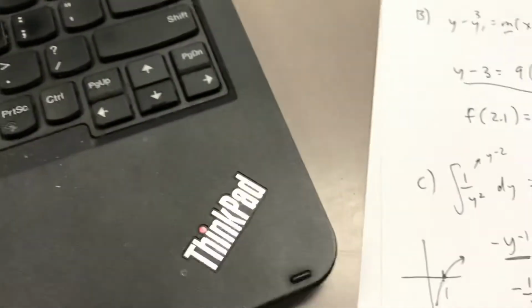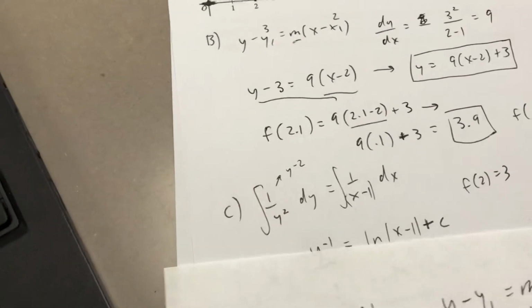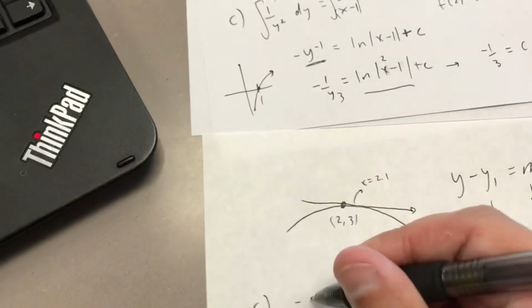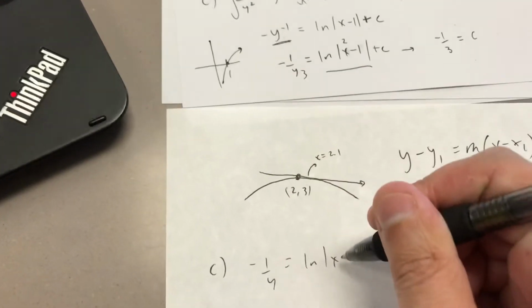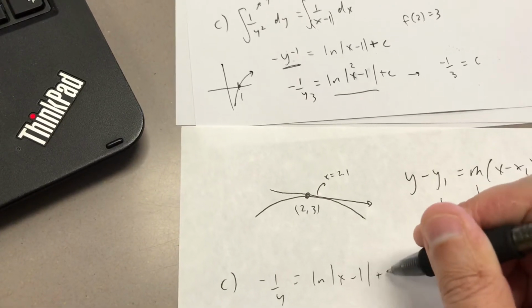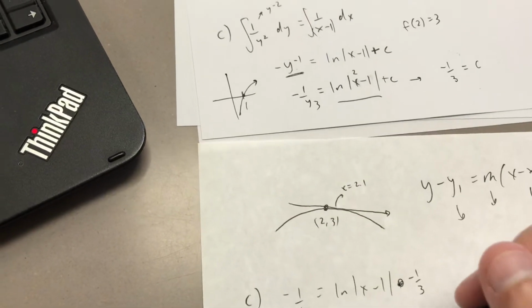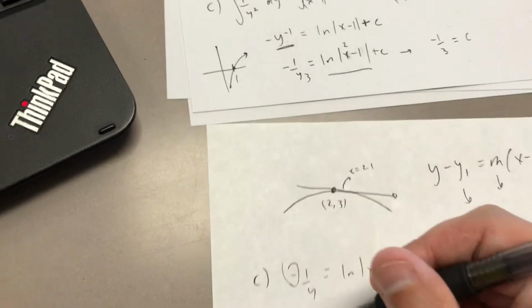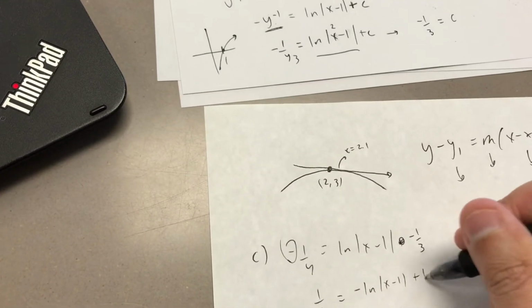Anyway, to close this out, I'm running out of space on my paper here, so I'm going to continue this up here. So what we've got here is negative 1 over y is equal to the ln of x minus 1 plus, and we now know what c is. C is negative 1/3, so I'll say minus 1/3. And we just need to solve for y here. Don't want it to be negative, so multiply both sides by negative 1. You get 1 over y is equal to negative ln of x minus 1 plus 1/3.